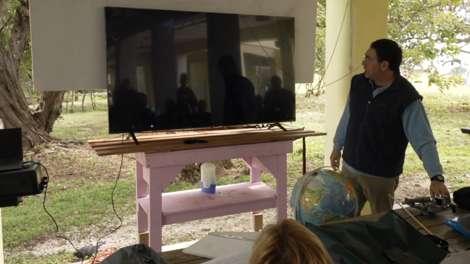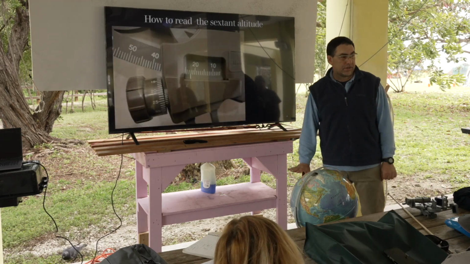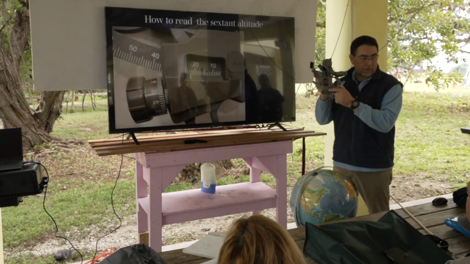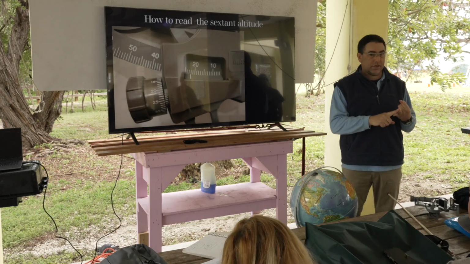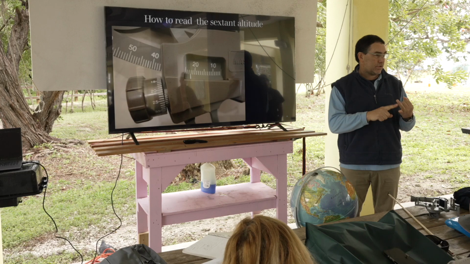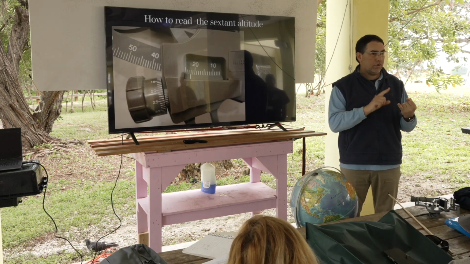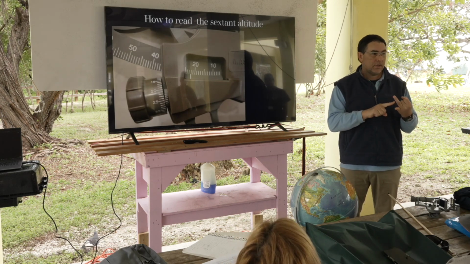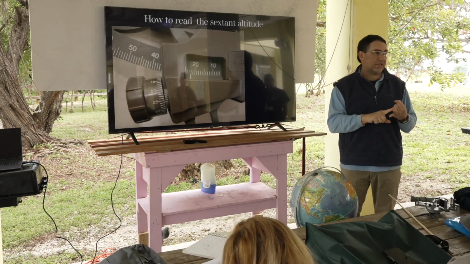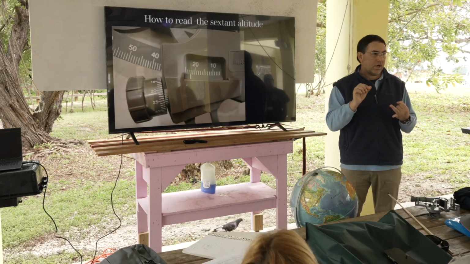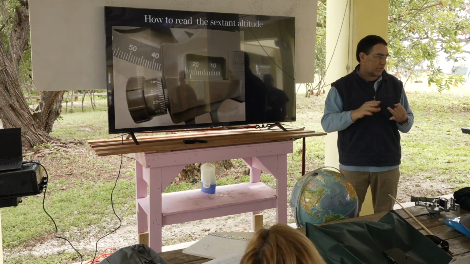Let me see if we've got something else for today. The last part is how to read the sextant. That's the most important part. This is just a picture of this one. We are going to measure degrees and minutes. Angles are measured in degrees, minutes, and what else? Seconds. In celestial navigation, forget the seconds. We only use degrees, minutes, and decimals of minutes. For example, 32 degrees, 21.4 minutes. We don't measure seconds in celestial navigation.